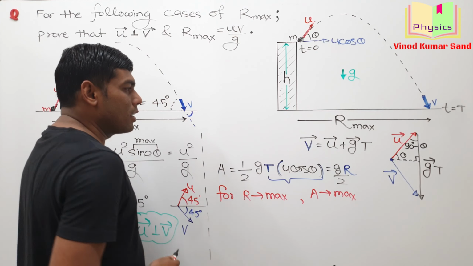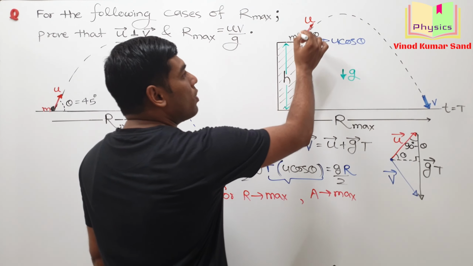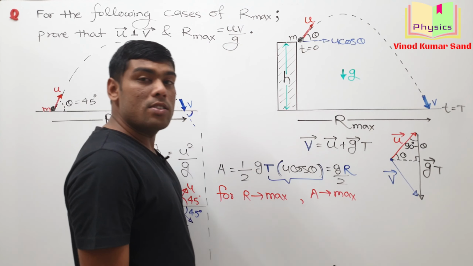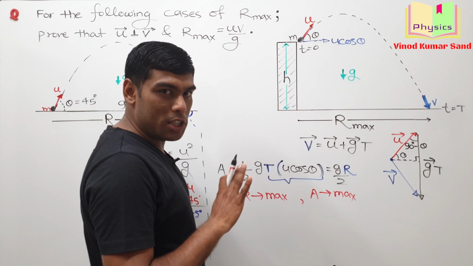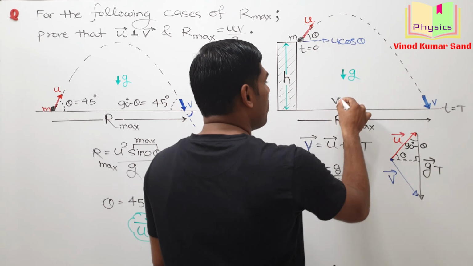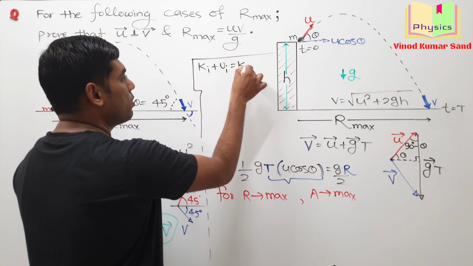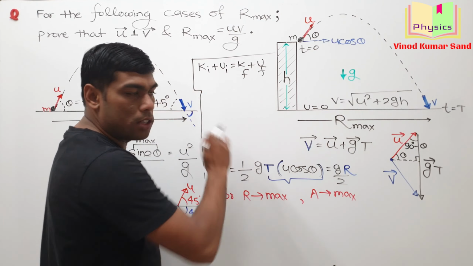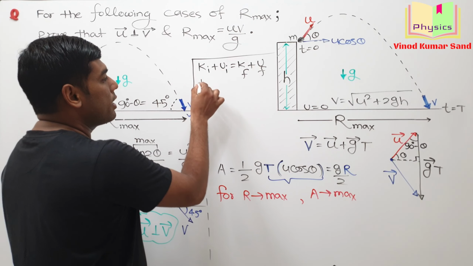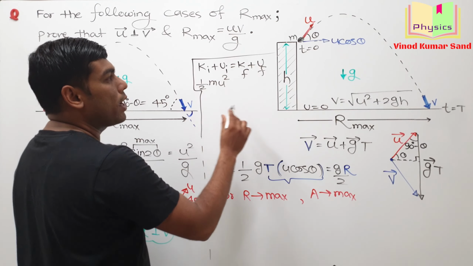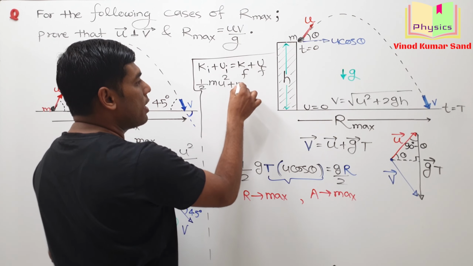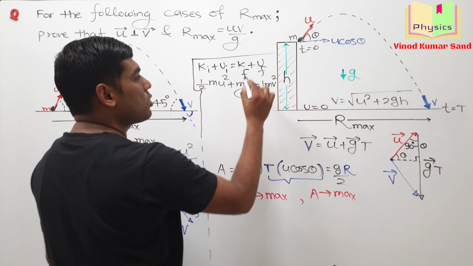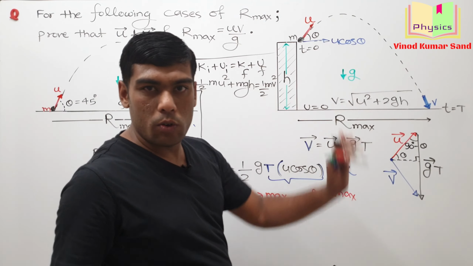For that, pay attention here. We already know the U, and V can be obtained using the conservation of the mechanical energy, as we have neglected the air resistance. K initial plus U initial is equal to K final plus U final. Here we imagine the U to be 0 on the surface. Initial kinetic energy is half m U square. Initial potential energy is mgh. Final kinetic energy is half m V square, and final potential energy is 0. Okay.